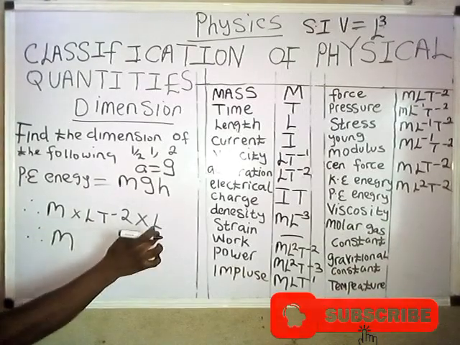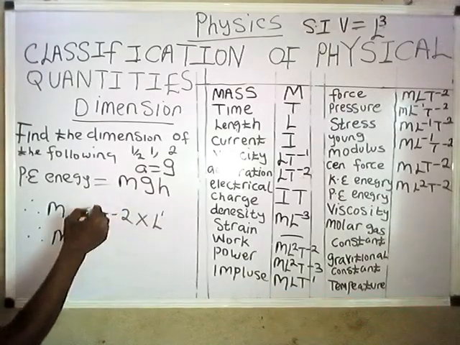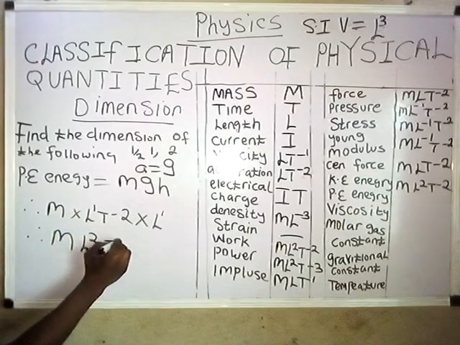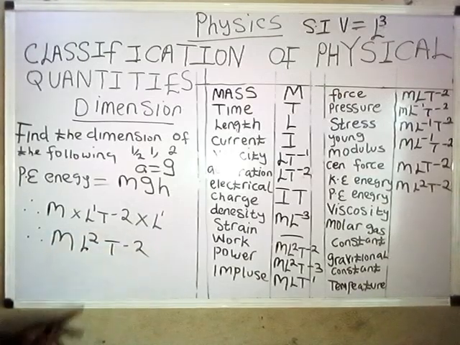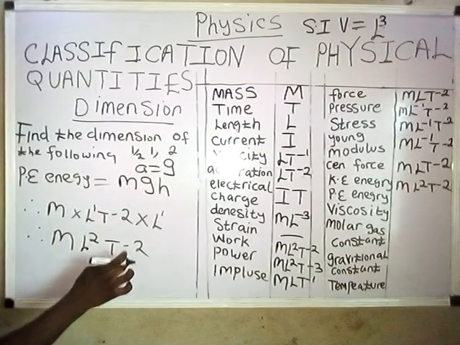So we now have M, then L. Take the indices: there's one L and another L. Add them, 1 plus 1 is 2. And t to the power minus 2. So the dimension for potential energy is M L to the power 2 and t to the power minus 2.